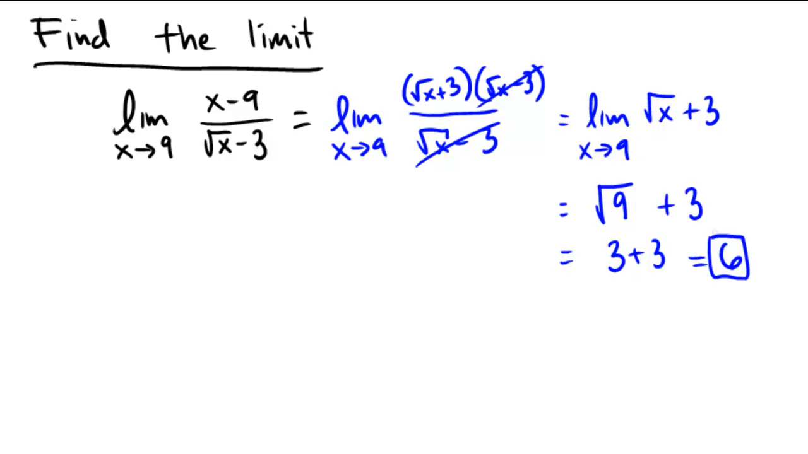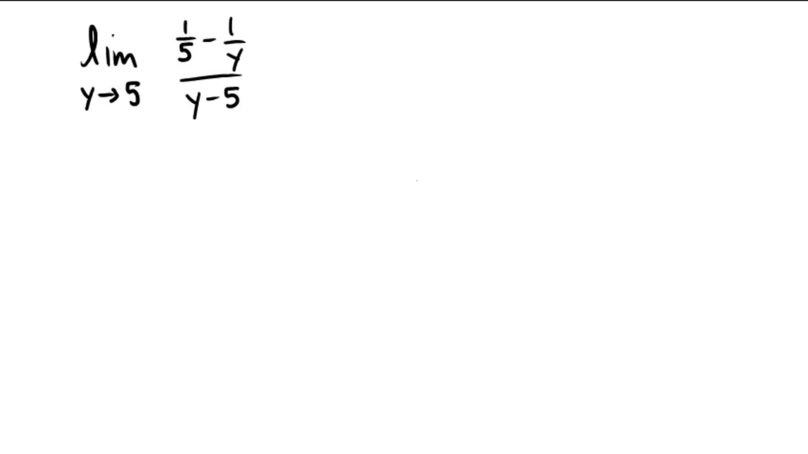Okay, why don't you pause the video, see if you can do this problem on your own. Try the limit as y approaches 5 of (1/5 - 1/y) over the quantity (y - 5).